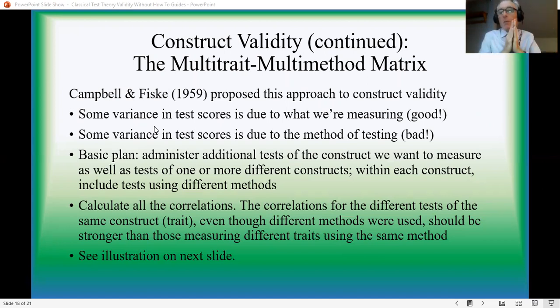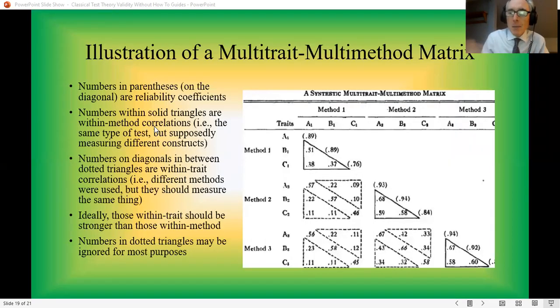And what you should ideally find is that the correlations for measures of the same underlying construct, personality trait or mental ability, should be stronger than the ones that are measuring different traits, but just using the same method. Here's a picture of how this can look. And yeah, it can be a lot. In this make-believe example, I think it's make-believe, you have 3 methods and 3 traits A, B, and C, methods 1, 2, and 3. And so you can calculate all the possible correlations amongst them.